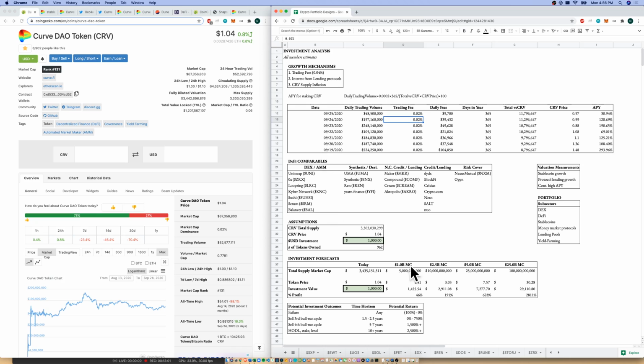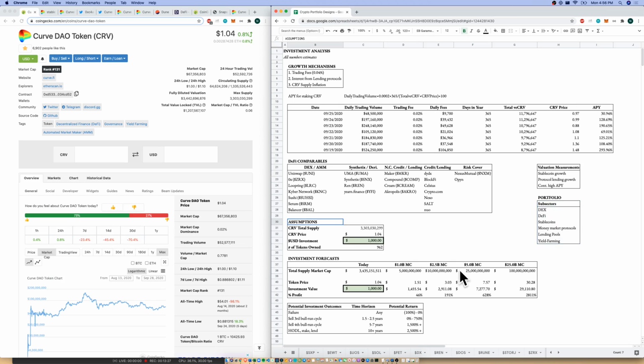Now, to finish up the video, pause this screen. I'm at 13 minutes now. But if you go to DeFi comparables, I've broken out a lot of the big DeFi players at the moment. Obviously, we're looking at DEX and AMMs. For valuation measurements, I want to see stablecoin growth, protocol lending growth, and continued high APY. If you need these subsectors in your portfolio, consider looking at the CRV token or becoming a liquidity provider.